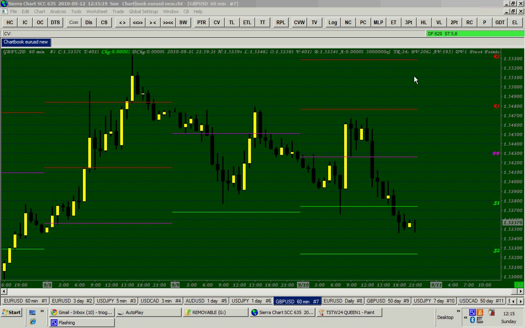The first one is R2, a resistance level. Then R1, which is resistance level 1. The central pivot level, which we call the PP, the pink one here. And then we have the pivot level S1, which is support level 1, and the pivot level S2, support level 2.